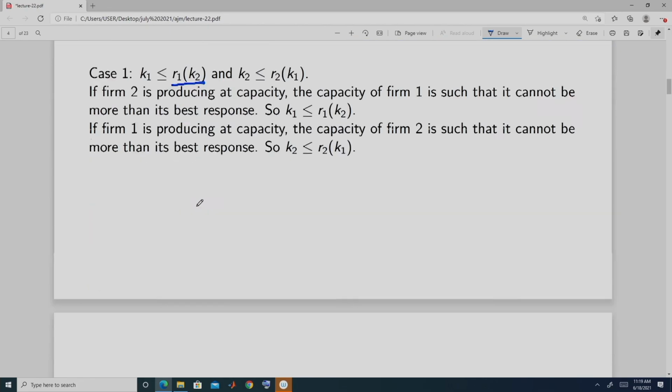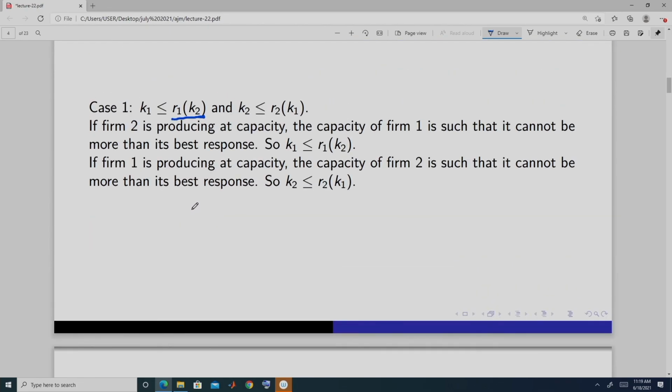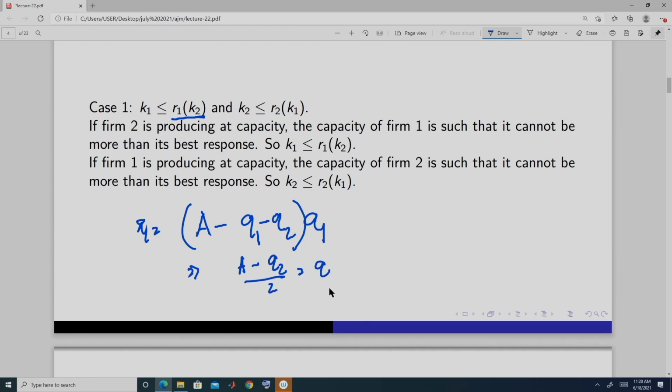So, this is R1(K2). In this case, if we want to derive it, suppose our Cournot output of firm 1 is Q1 and output of firm 2 is Q2, and this is the profit of firm 1. Suppose Q1 is less than or equal to K1 and Q2 is also less than or equal to K2. So, in this case we get this, so this is the Cournot reaction function. Now, the maximum Q2 can take is K2.